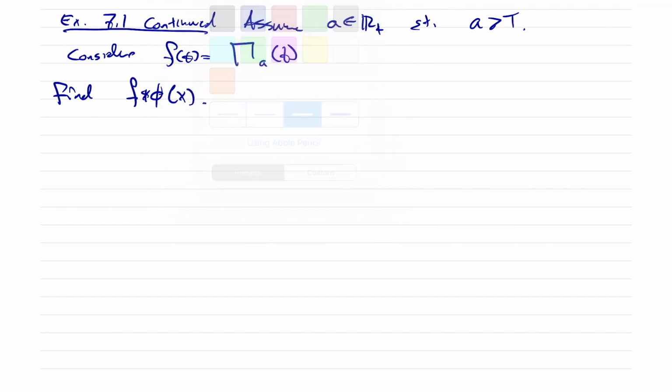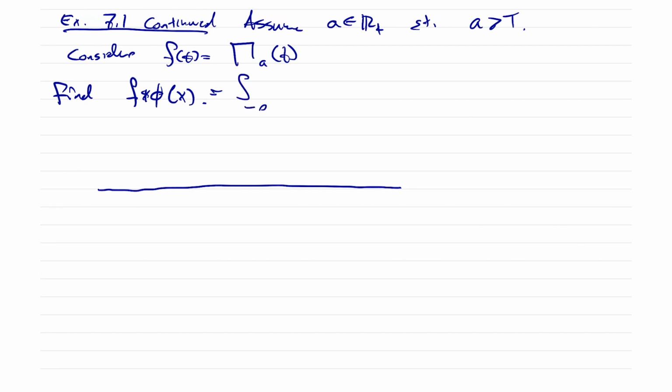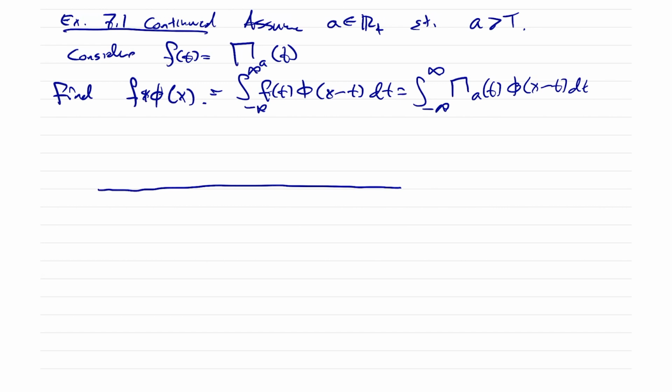All right, so I'm going to draw an axis, and I'm going to draw a few things on here. Essentially we know that this is equal to the integral from negative infinity to infinity of f of t times phi, not curly phi but straight phi, of x minus t dt. In this case, we have the square wave at a of t times phi at x minus t dt. But this is also a square wave here.